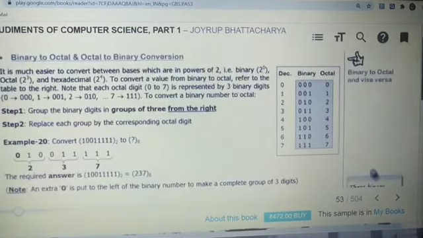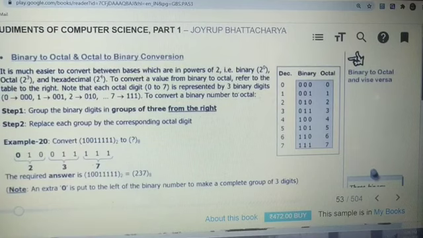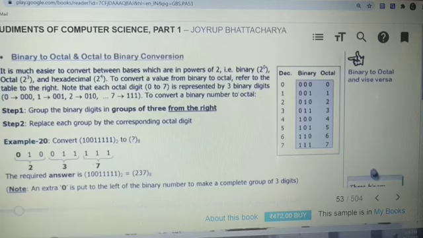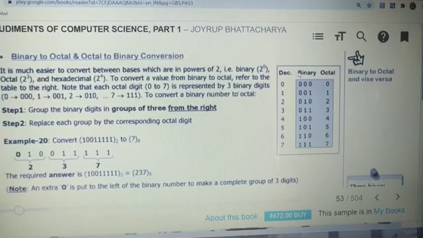Now we will come to binary to octal conversion and octal to binary conversion as well. You know binary numbers are represented by only ones and zeros. So first we will look at this table, which is a binary equivalent of an octal number.